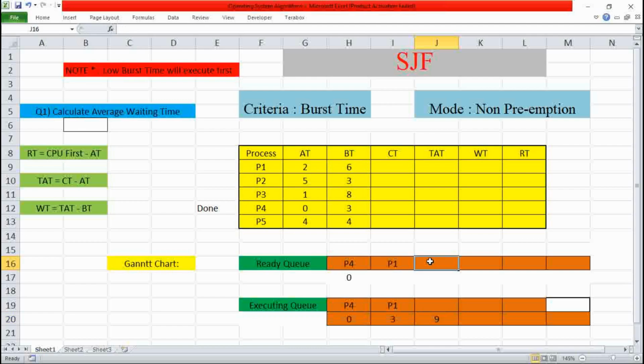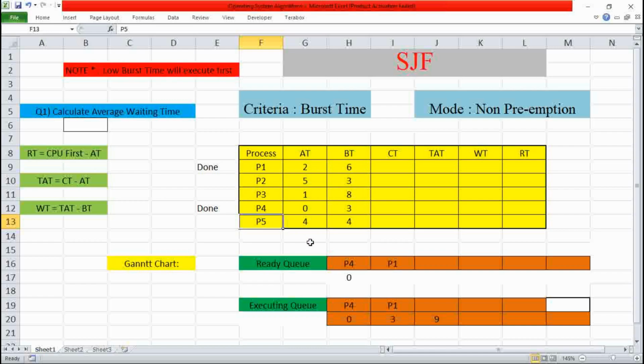Now you might have a doubt, why have I not written here P1 then P3? Because first P1 will be executed and you have to check upon the executing queue. Now you can see here the executing queue has reached up to 9. Now is there any process which has arrived within this time limit from 0 to 9? Yes, all processes have arrived from 0 to 9. Now we have completed P1, so P1 is done. Now we are left with P2, P3 and P5. Is there any process which has arrived within this limit 0 to 9? Yes, all have arrived within this period.